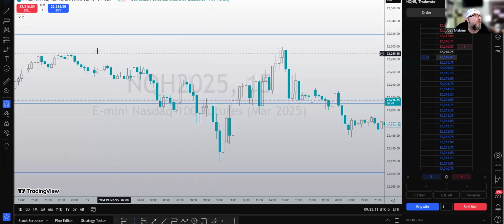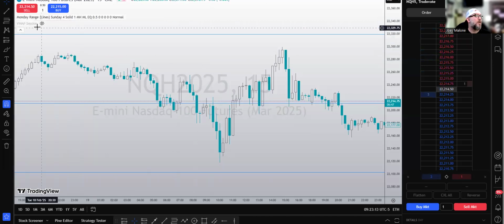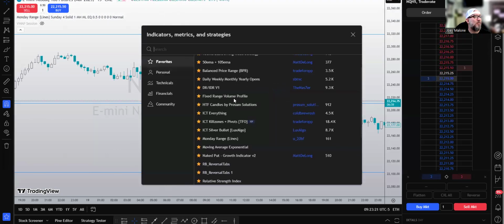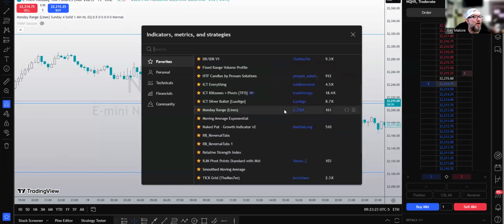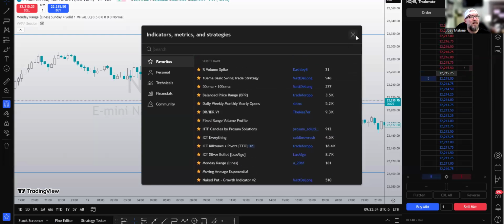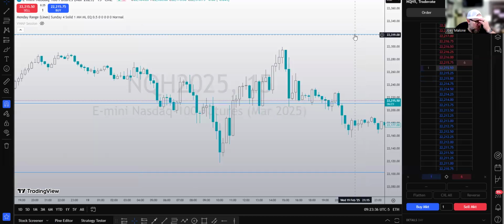I use this Monday range. It is a free indicator. It's literally called the Monday range on your indicators list. If you go into the indicators list, I will go here and click on my favorites and come down here, Monday range by U_20BF. They just did an update on this, so it's fairly new. As you can see, I've got a lot of different indicators on here that I've used over the past. Every now and then I might throw them on a chart, but for the most part, these are the only two indicators that I use.